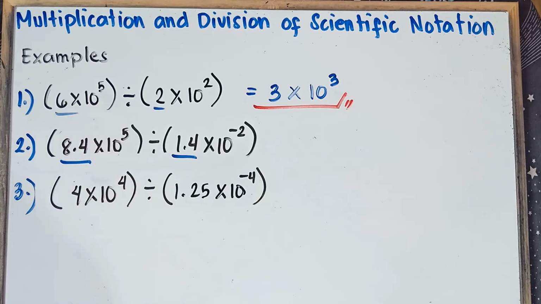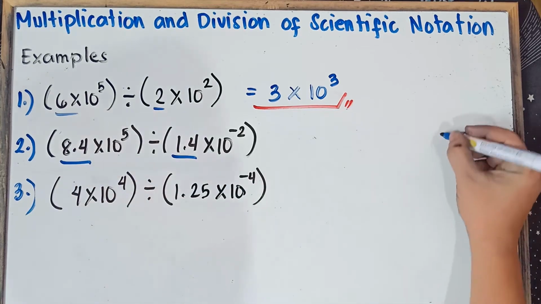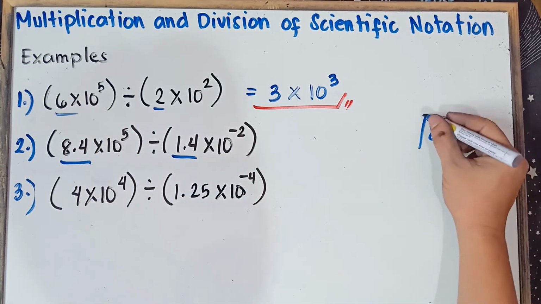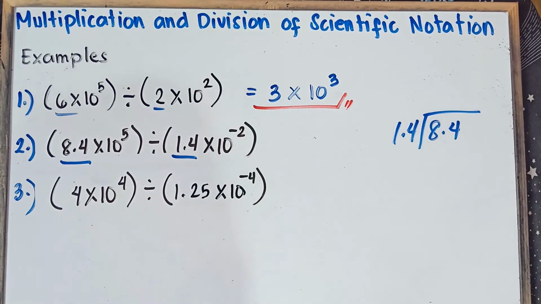Now, if the teacher will allow you to use a calculator, I'm sure, class, it is very easy to answer number 2. But if the teacher will not allow you to use a calculator, you need to do it manually. So let's divide this one. 8.4 divided by 1.4.